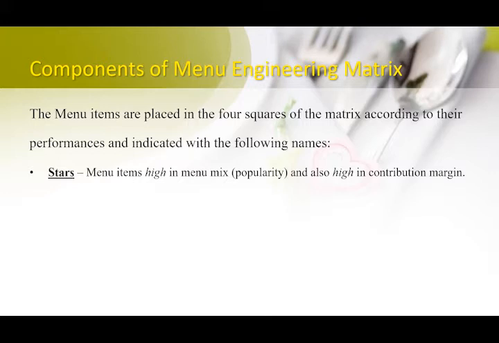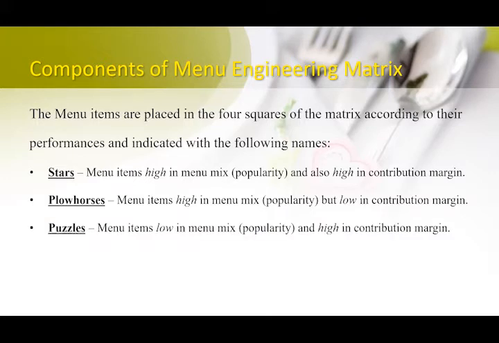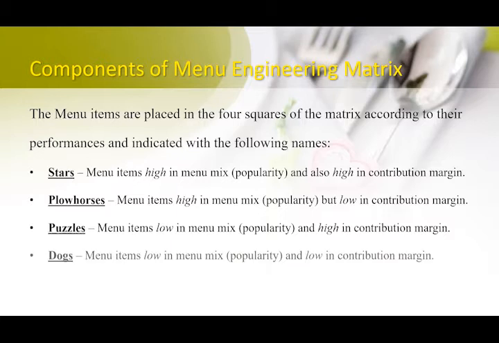Stars are those which are high in popularity, which is menu mix, and high in contribution margin, which is profitability. Followed by flow horses, menu items that are high in menu mix, that is popularity, whereas low in contribution margin, which is profitability, are known as flow horses. Next are the puzzles. Puzzles are the menu items which are low in popularity and high in profitability. Last but not the least is the dogs, which are the menu items which are low in both the popularity as well as the profitability.